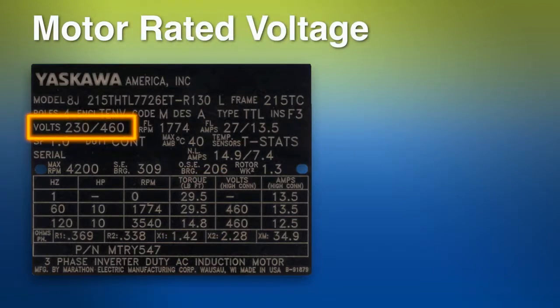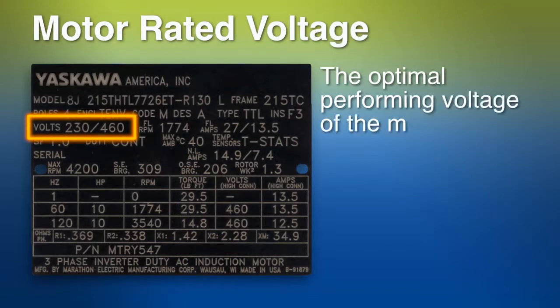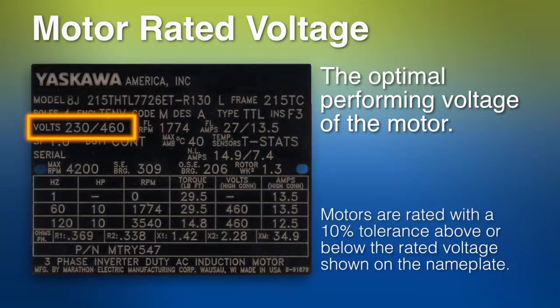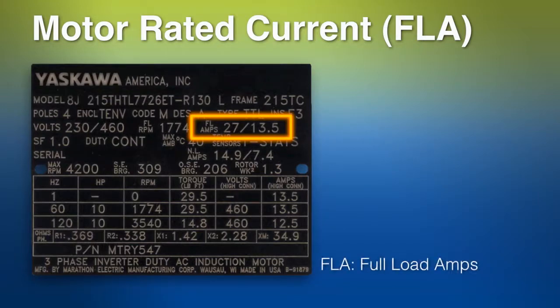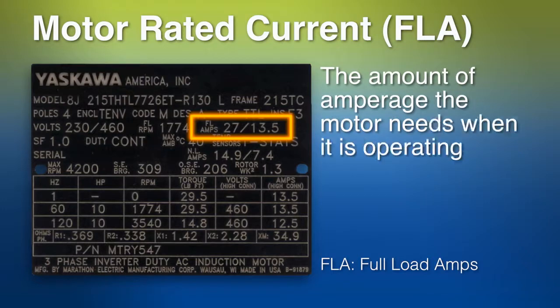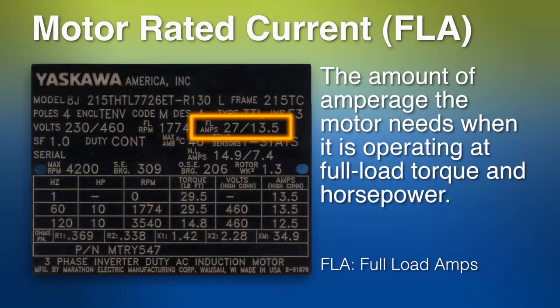Motor-rated voltage is the optimal performing voltage of the motor. Because line voltage fluctuates, motors are rated with a 10% tolerance above or below the rated voltage shown on the nameplate. Motor-rated current, which is listed on the nameplate as FLA for full load amps, is the amount of amperage the motor needs when it is operating at full load torque and horsepower.